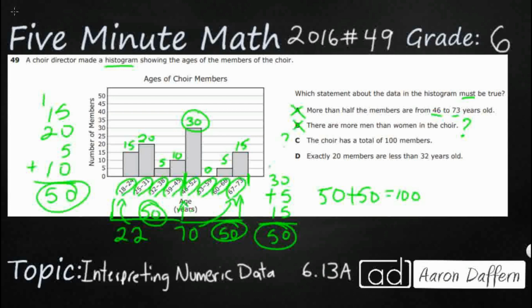Let's just double check to make sure D is incorrect. Exactly 20 members are less than 32. This is a little bit tricky, because if we're looking at 32, look at the next bar below 32. It's 20. And you might be thinking, oh, that's the answer. But less than 32 also includes this 15, which makes 35. So that's incorrect, and our answer is C.